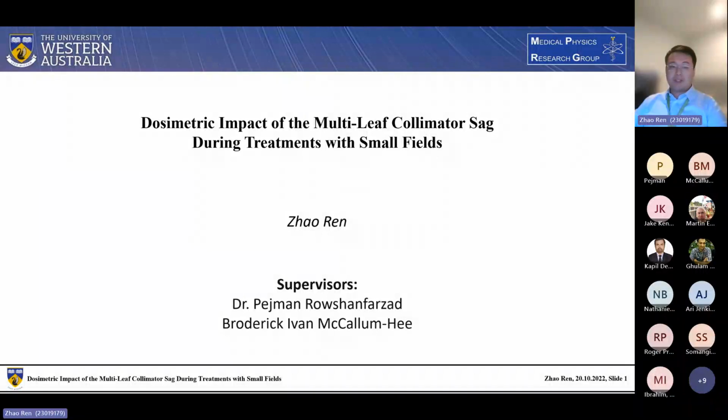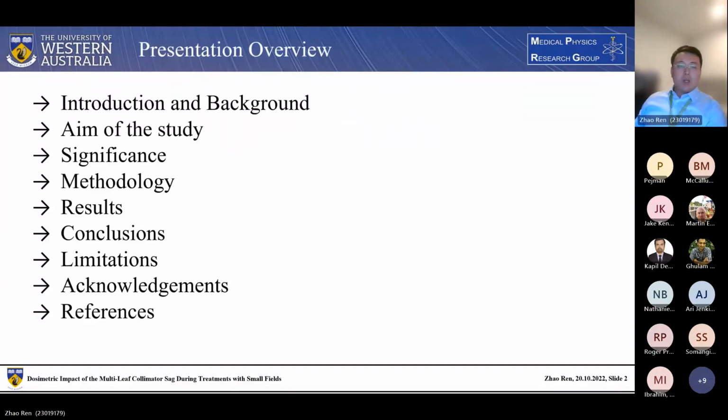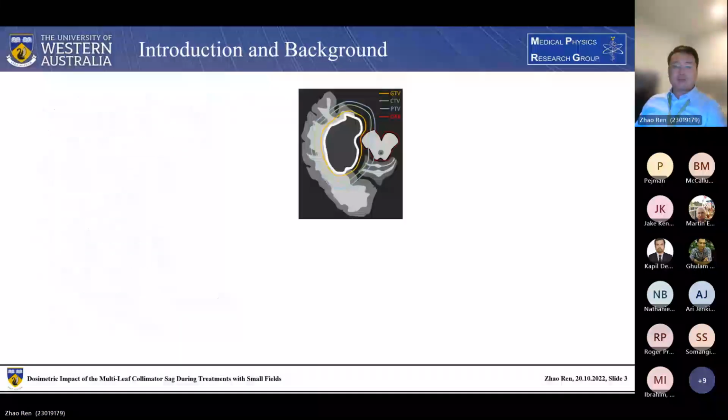I'm going to present my final presentation about my project. My project is the dosimetric impact of the multi-leaf collimator sag during treatments with small fields. My supervisors are Dr. Pejman Rowshanfarzad and Broderick McCallum-Hee from Sir Charles Gairdner Hospital. So this page is my presentation overview, which I'm going to show in my slides.